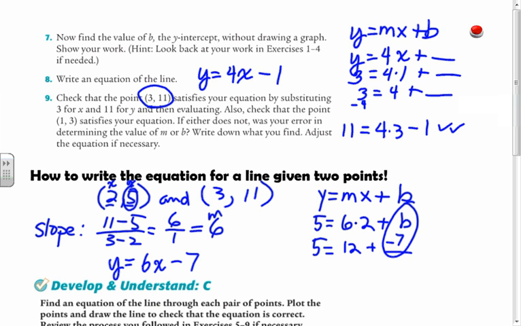Now the last thing you're going to want to do is just make sure that the other point also makes that true. So you want to make sure that 11 is equal to 6 times 3 minus 7. 6 times 3 is 18, minus 7 is 11. So that works.